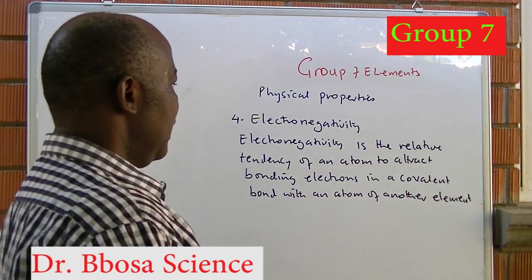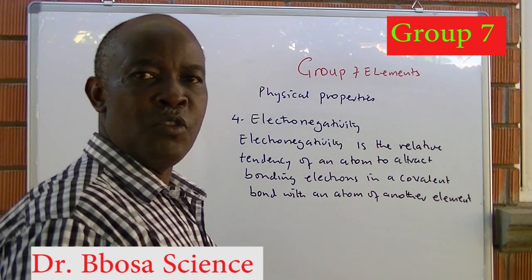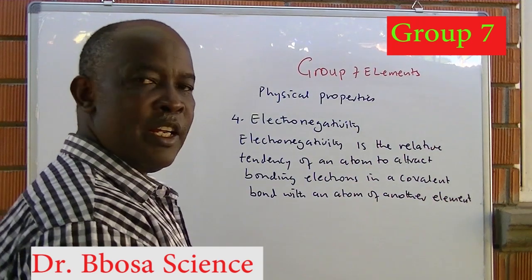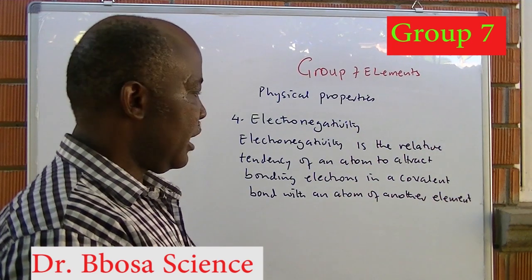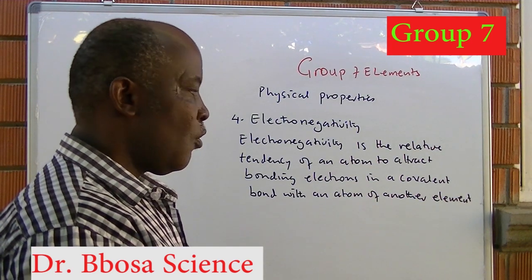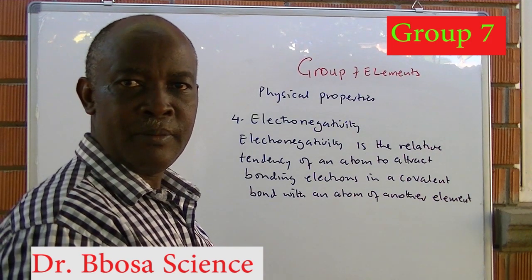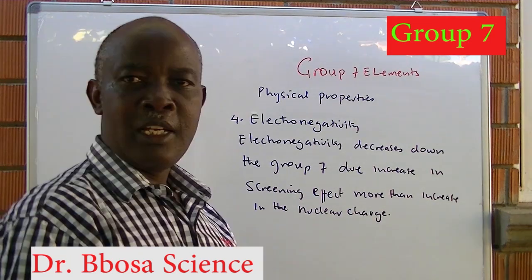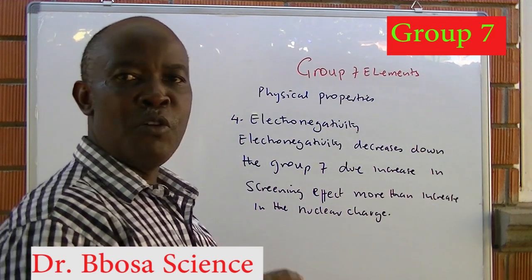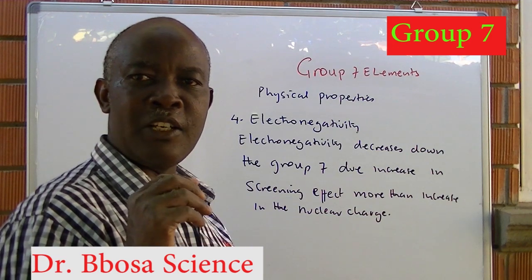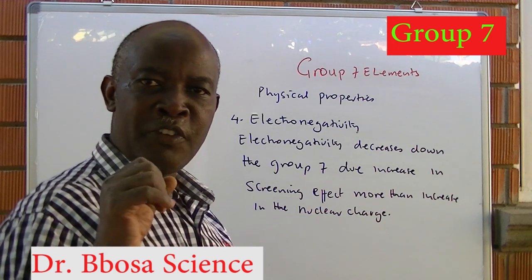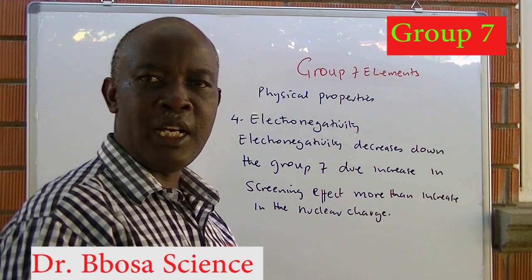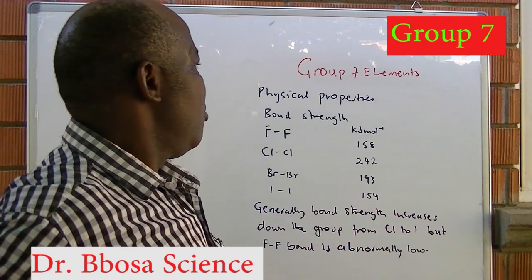Electronegativity: this is the relative tendency of an atom to attract bonding electrons in a covalent bond with another atom of another element. Electronegativity decreases down the group. Both screening effect and nuclear charge increase, but screening effect increases more rapidly than increase in the nuclear charge.